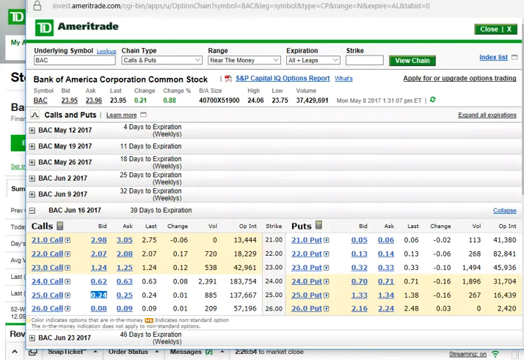So the upside of buying an out-of-the-money call option is that they're very cheap and you're not risking a lot of money. The downside is that it can be very difficult to make money, because what are the chances that Bank of America will go up to $25.24 or higher?